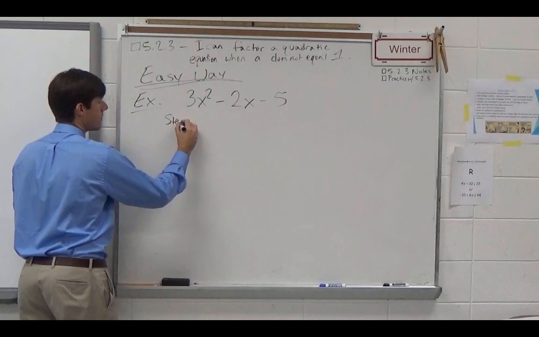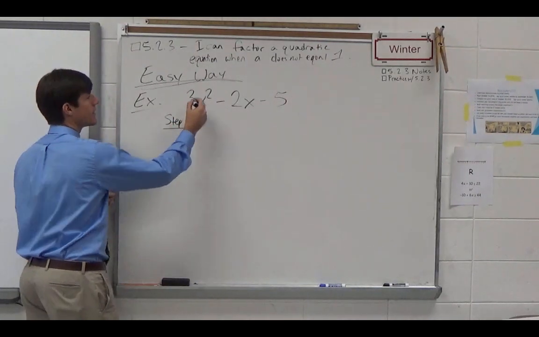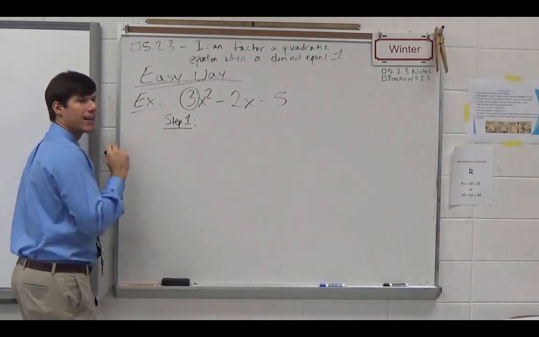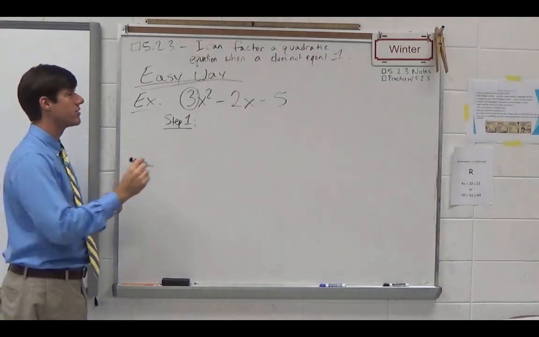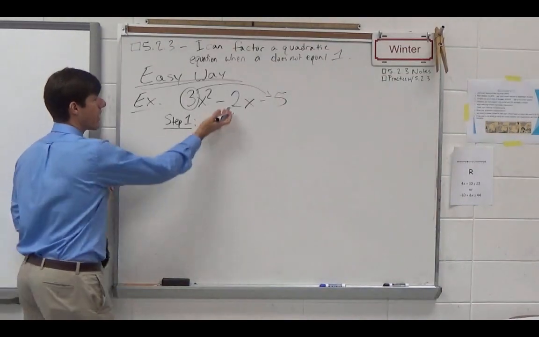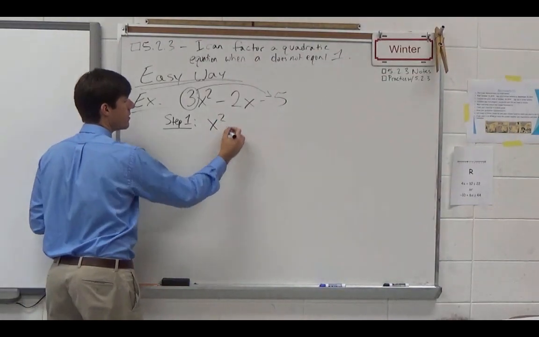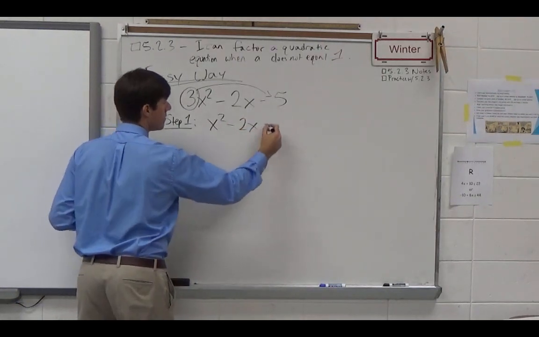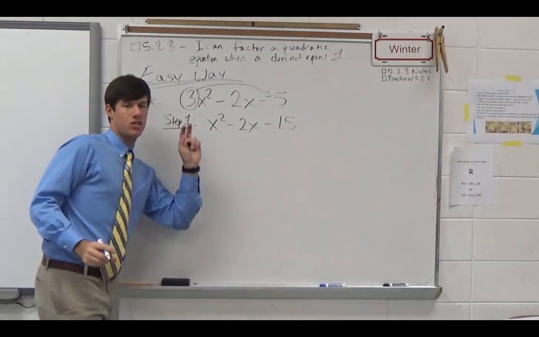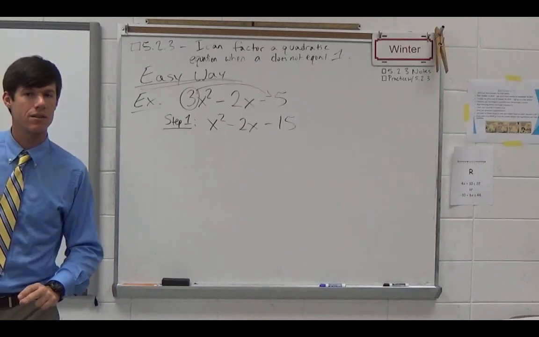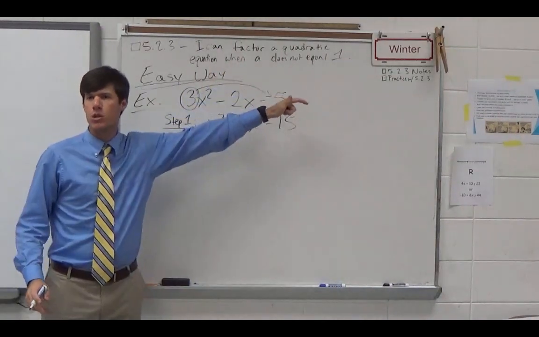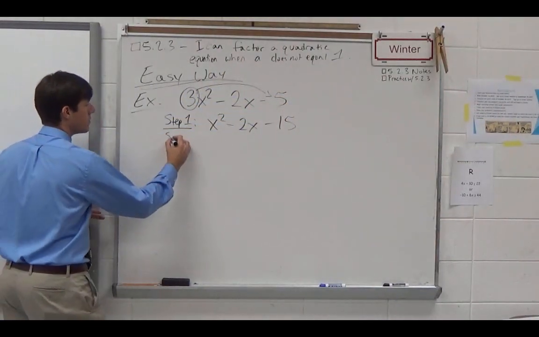The first step, we're going to take this leading coefficient, that 3 out in front, and we've got to get rid of it so we can make math easier for us. By doing so, we're going to multiply it to the back end. So whenever I rewrite it, I'm going to be left with x squared minus 2x minus 15. We did some crazy math there. Okay, and that's okay. It's all going to work out. So step 1, we need to get rid of the leading coefficient, multiply it to the back end. Okay? So now step 2.